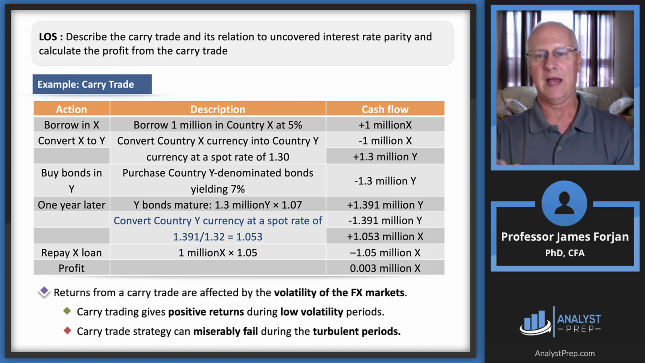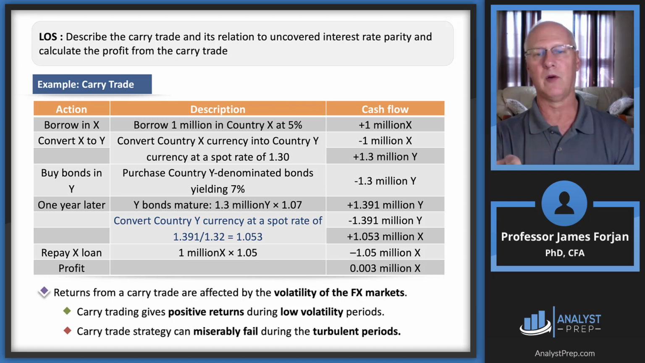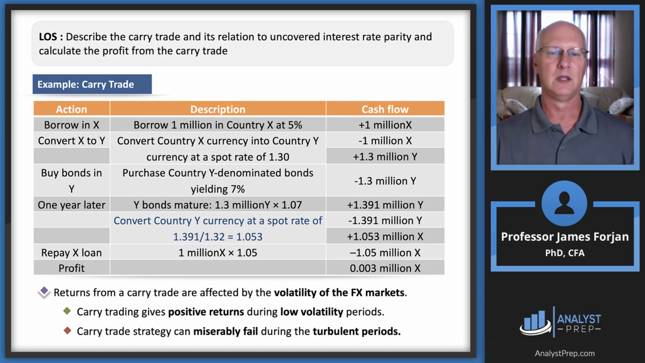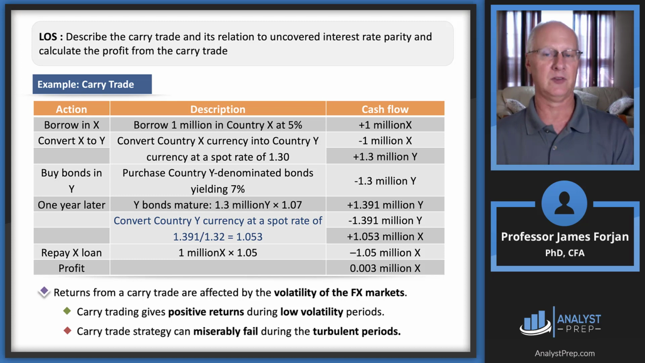Let's see, we're going to convert that back to US dollars. Notice the spot rate was 1.3, and so we say that the pricing currency depreciates to 1.32, so we get 1.053. And that 1.32 could be some other number, right? We're saying if uncovered interest rate parity holds, then that's going to be somewhat of an equilibrium exchange rate at some time in the future. Subtract out the 1.05 because we borrowed the $1 million at the 5%. So there's our 0.003 million of profit with this carry trade.